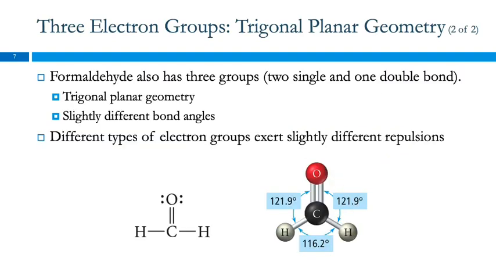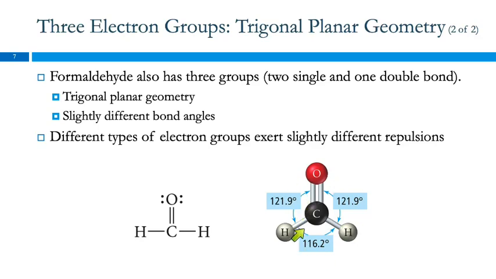Here's another one. Here's formaldehyde. We did the Lewis structure of this one last week or sometime. So here I have a carbon, single bonds to hydrogen, double bond to oxygen. How many electron groups? 3. It kind of says up here formaldehyde also has 3 groups. Single bond, double bond. 3 groups are going to spread out and make a triangle.